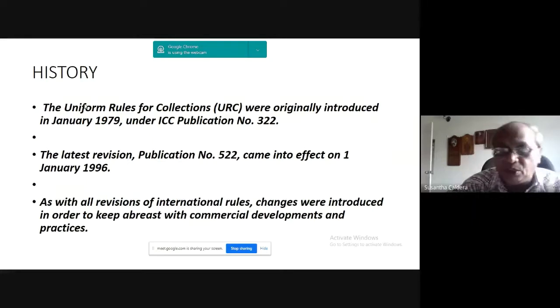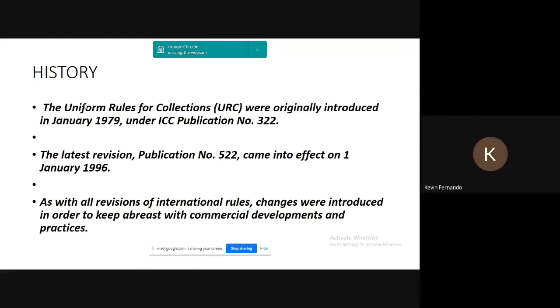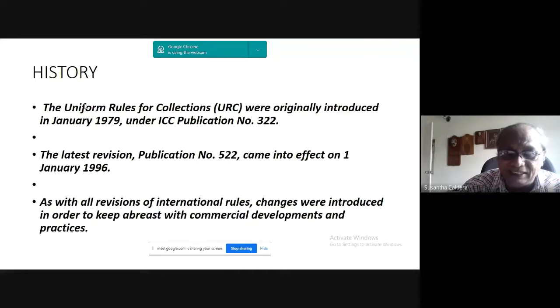If you talk about the history of the URC, URC was first introduced in January 1979. The first one was ICC publication number 322. What is the present one? URC 522, the latest revision, publication number 522. That came into effect on 1st January 1996. So since 1996, it is now more than 25 years with no changes in URC.